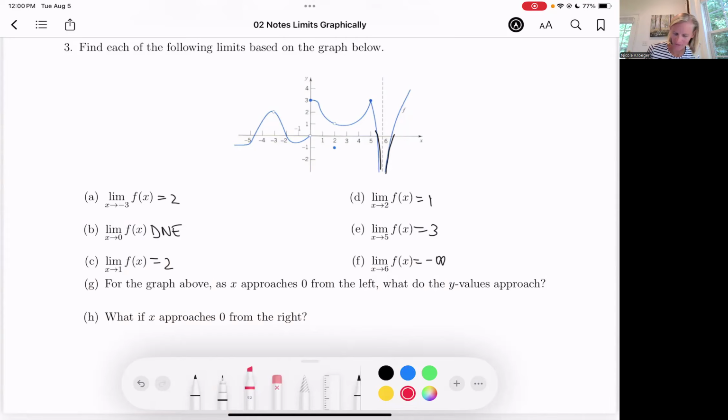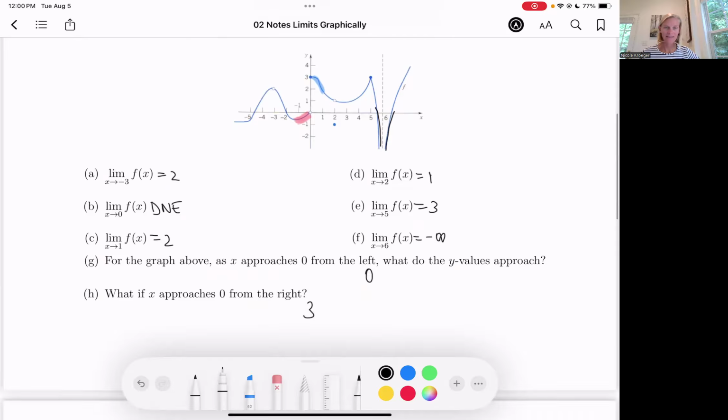So that means if my little roller coaster is starting to the left of 0 and approaching 0, what are the y values doing? They're getting closer to 0. So we're going to say 0 here. If I jump on the roller coaster to the right of 0 and get closer to 0, what are my y values doing? They're getting closer to 3. So we're going to say as x approaches 0 from the right, the limit is 3.